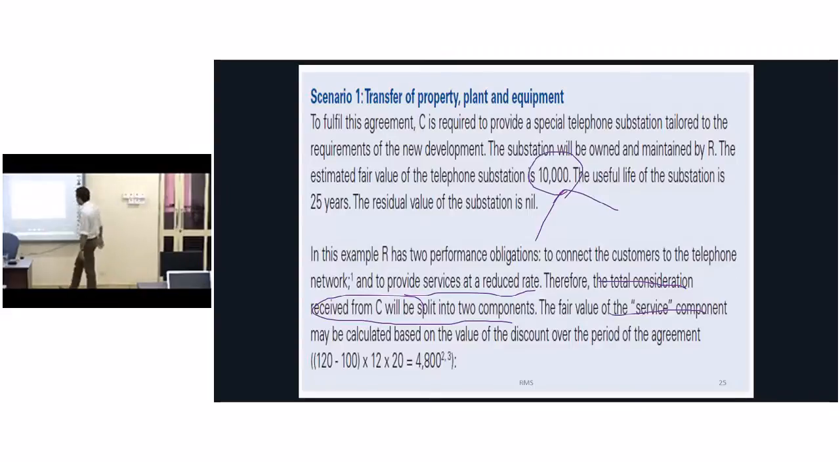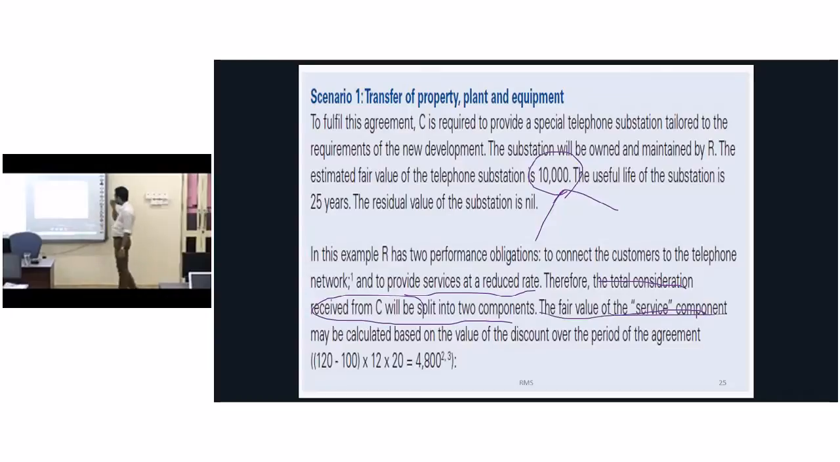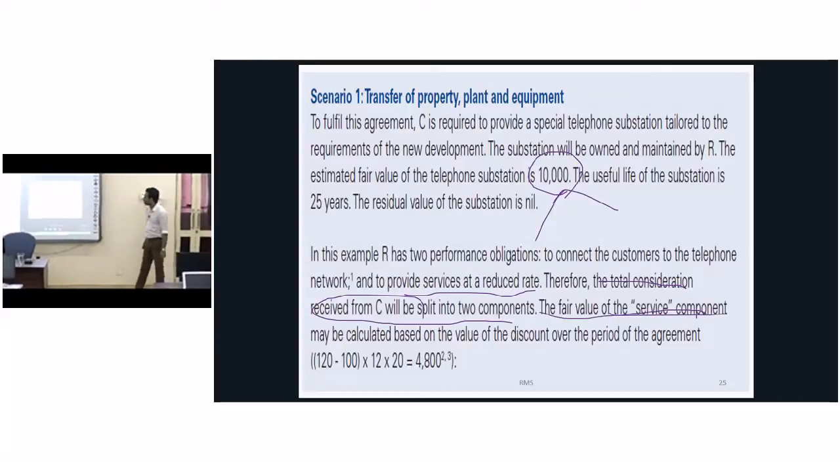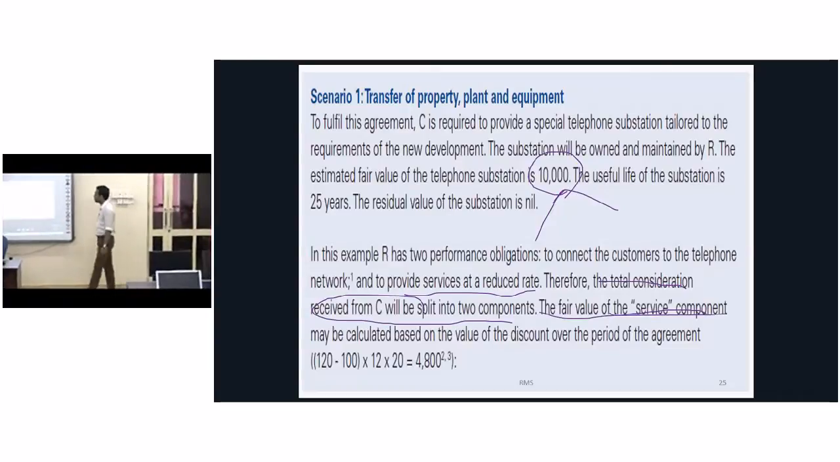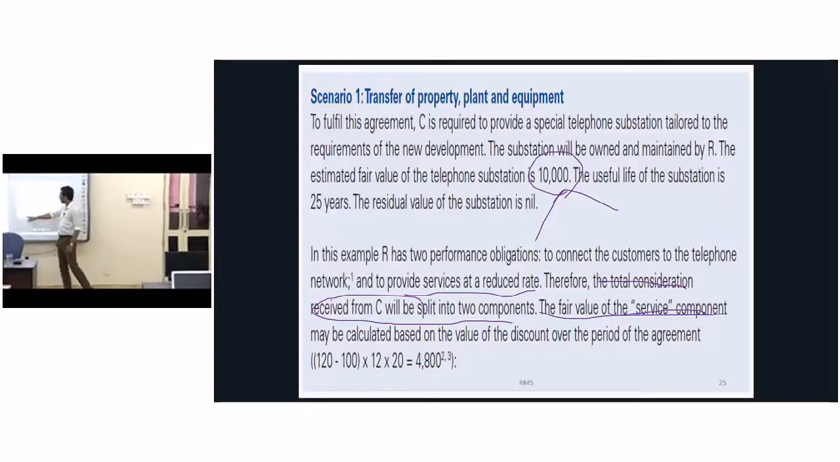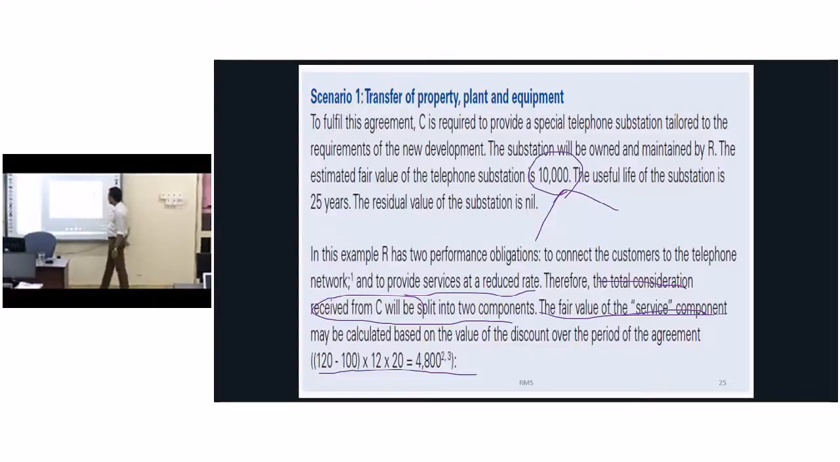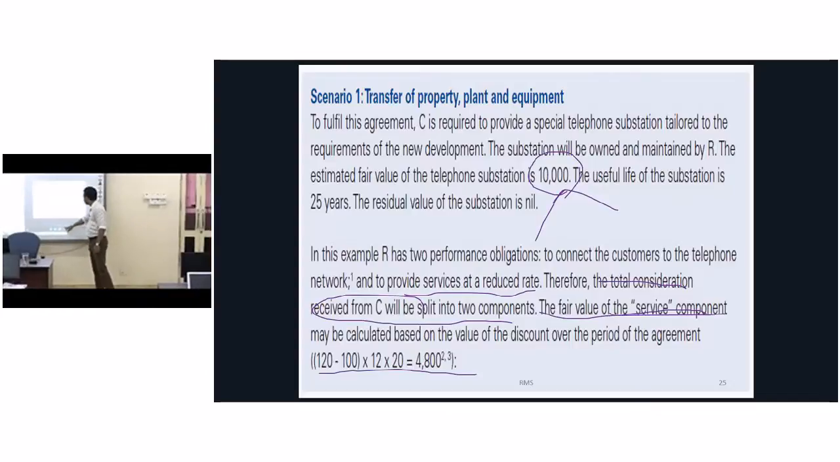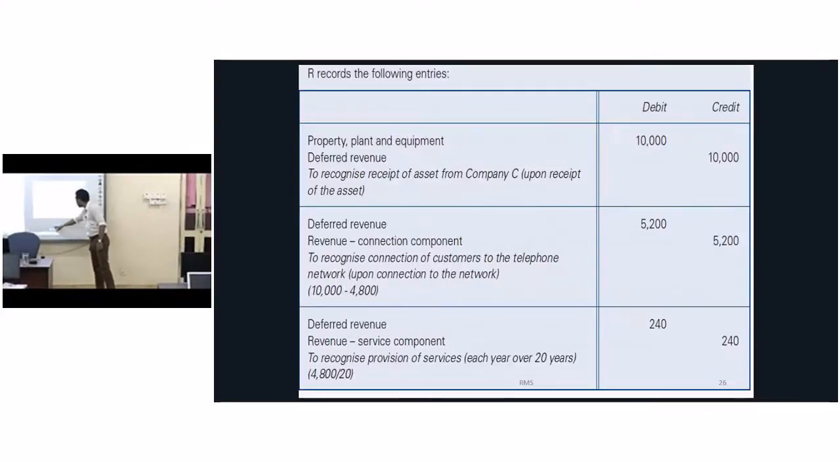Right, look, the fair value of the service component may be calculated. Look, fair value of service component, how do you calculate it? Maybe. How do you calculate it? Where's the figures part? It's missing.